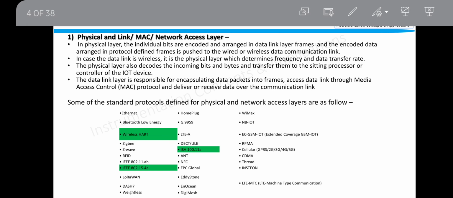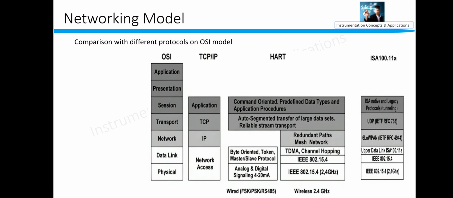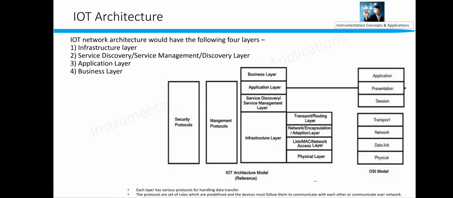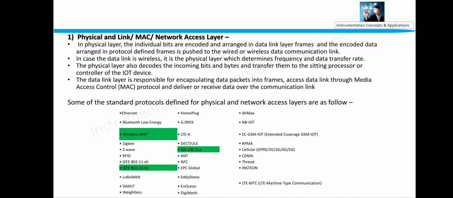If you want, you can skip the coming three or four slides, because what I have covered in them is the infrastructure layer detailing: physical layer and network access layer in one point, network and adaptation layer in another point, then transportation layer, service layer, application layer, and business layer. All these details are covered in the next few slides. The first one is the physical and network access layer.